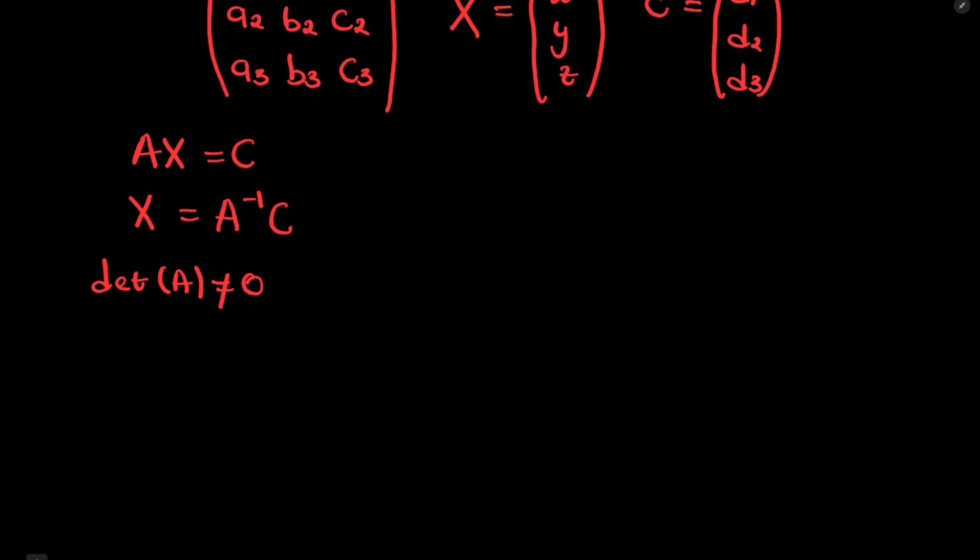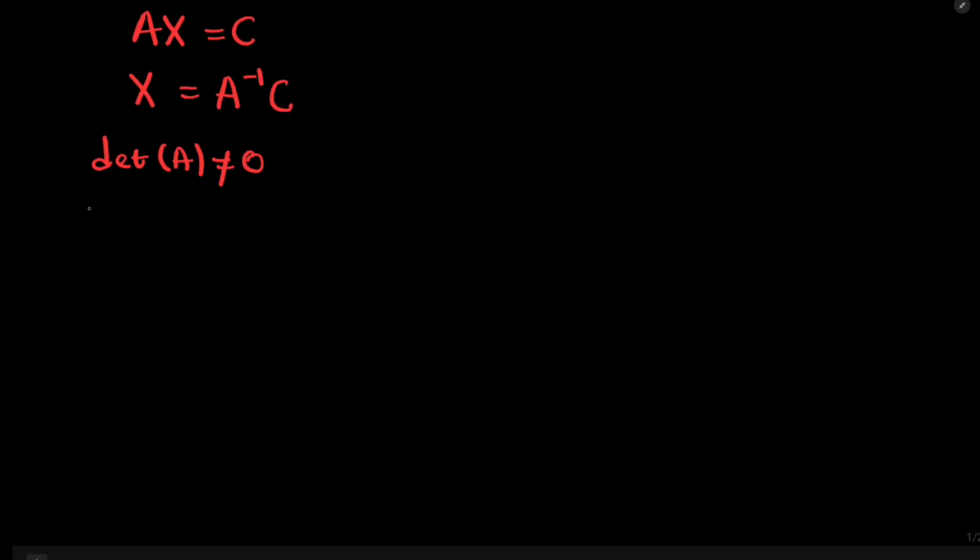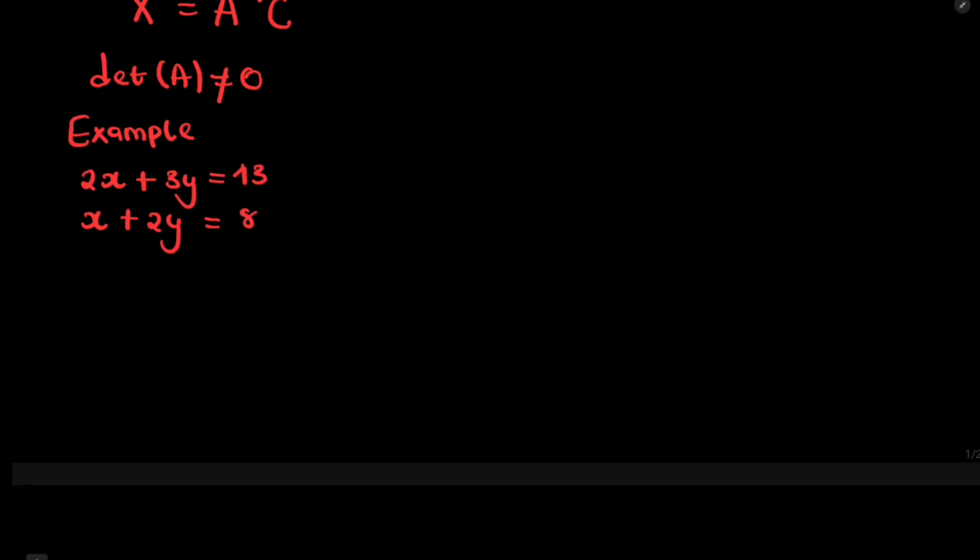So let's take an example. Let's take a system with two equations with two variables. Let's say we have 2x plus 3y equal to 13, and x plus 2y equal to 8. So this one is just two equations. There are some with 3, some with 4 and more, but this one just makes it easy.